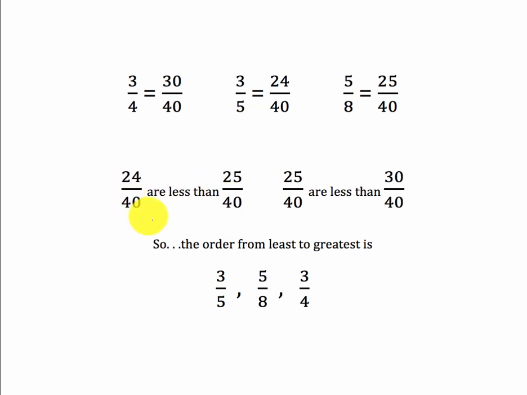So again, the smallest one is 24/40, and that was 3/5. So that would be our first fraction if we're ordering from least or smallest to greatest. So then the second fraction, the middle one, 25/40, was actually this one, 5/8. So that goes in the middle here. And then the largest fraction would be 30/40. That was originally 3/4. So that would go here. So from least to greatest, 3/5, 5/8, 3/4.